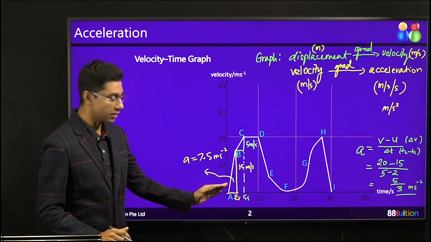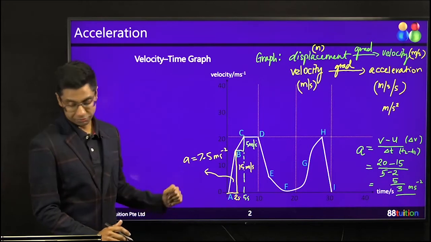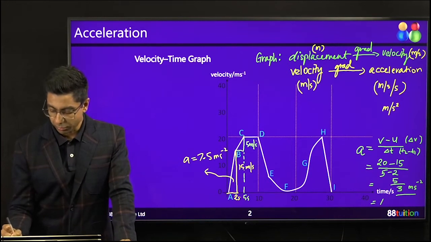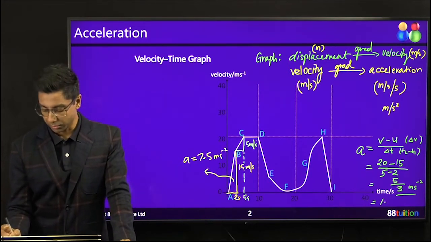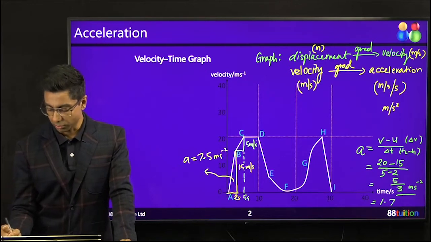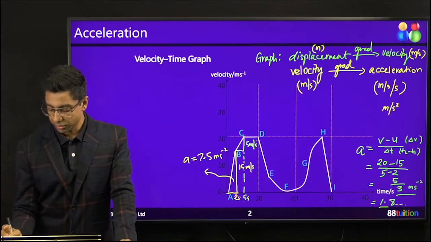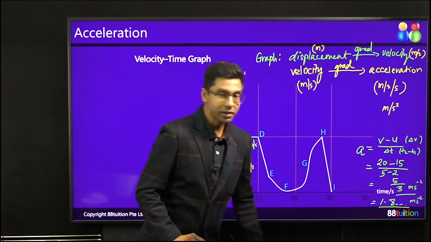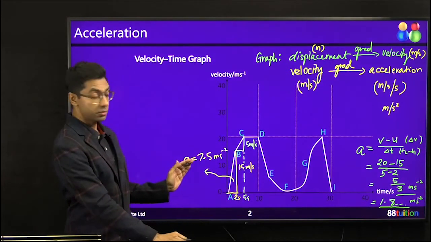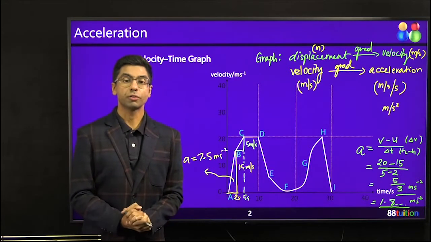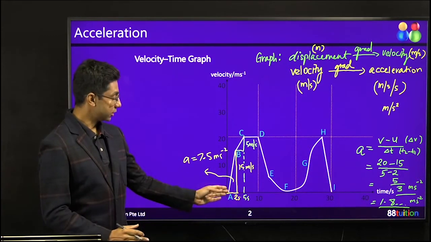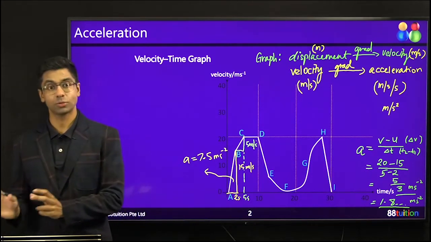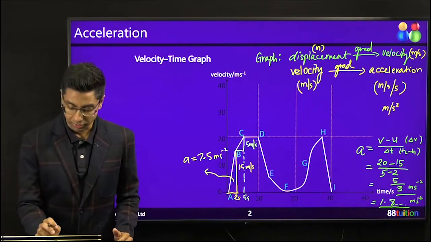So that's why this steep slope has a high value, 7.5, and this gentle slope has a value of 1. I would say 1.8 or something. It's not 2 yet. I'm just giving you an estimate, but you can see the difference in the numbers, 1 being gentle and 7 being steep. So we are asking you which of the gradients is steeper, A to B. Which acceleration is higher? A to B. So acceleration is tagged to the gradient as well. So this is a confirmation again.